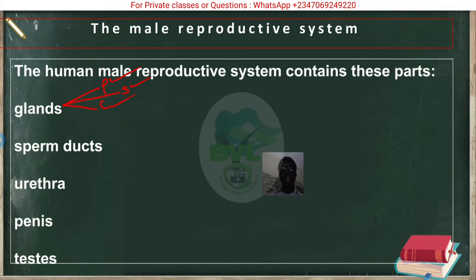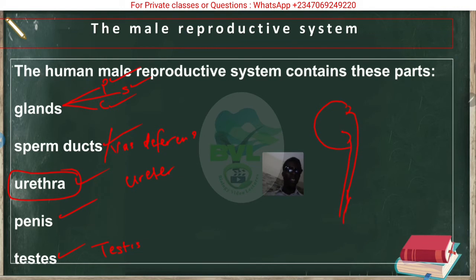So we have glands, sperm ducts, otherwise called vas deferens. Then we have urethra, and we have penis. We have testes. This testes is plural. If it is singular, it's going to be T-E-S-T-I-S.